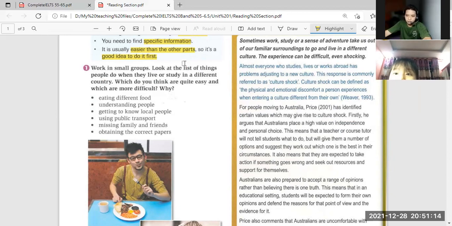So these are the list of things people do: eating different food, understanding people, getting to know local people, using public transport, missing family and friends, obtaining the correct papers. It's the list of things people do when they live or study in a different country. Now, which do you think are quite easy and which are more difficult? And can you tell me why? Which one do you think is quite easy?